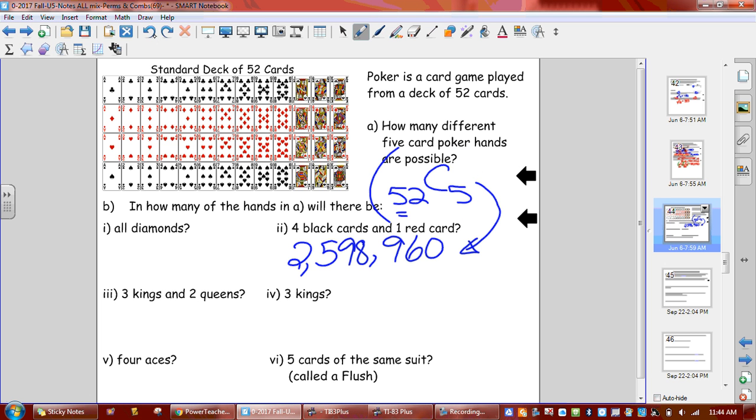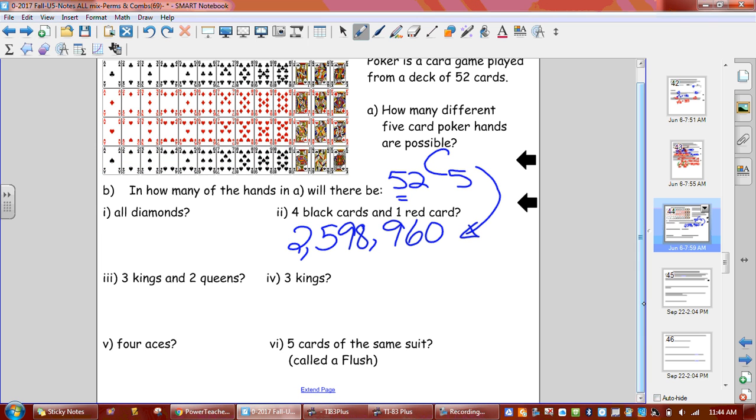Okay. All diamonds. Don't forget, you guys, we have N's and R's. We have multiple pools. So we've solved the letter A. How many 5-card hands are possible? B says, what if you use all diamonds? What if they're all diamonds? Well, we got diamonds times the other cards.